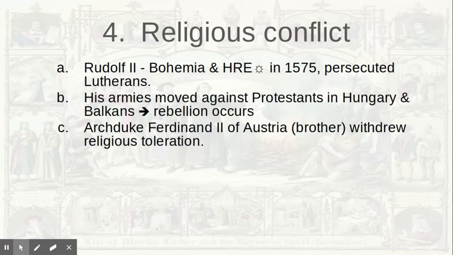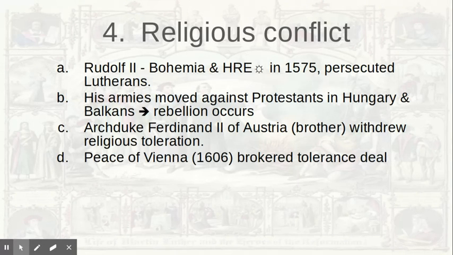Taking this as a signal that things are about to change, Archduke Ferdinand II of Austria decides to give up on religious toleration. He says, why are we tolerating these Protestants? Let's just throw in the towel. Take matters into our own hands. So he withdraws religious toleration.